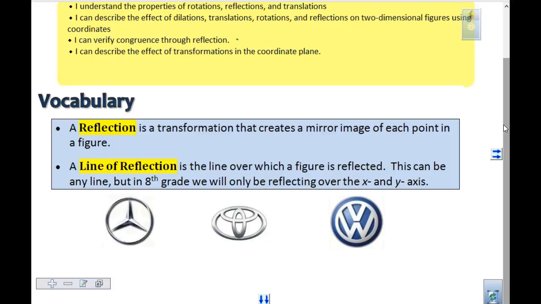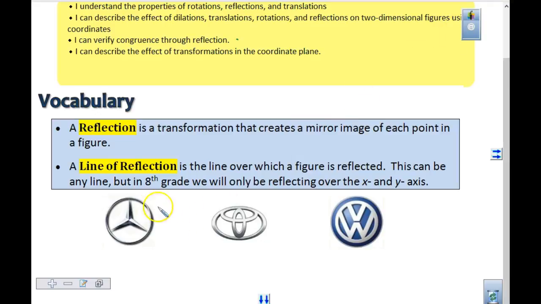Draw your lines of reflection. Okay? They're all car logos. Now the first one actually has how many lines of reflection? Draw the lines of reflection. The first one actually has 3, right? Whereas the other 2 only have 1.